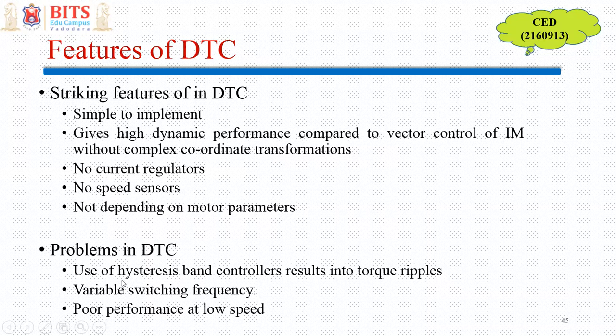The problem is that you have a hysteresis band, so on-off type of control will be there. So there is going to be some ripple in the torque. If you want to make this hysteresis band narrow, you require fast switching. You require switches which are able to operate quickly, and you require a controller which can compute quickly, right? Switching frequency is going to be variable. That is a problem, and poor performance at low speeds. These are some of the challenges on which research is going on.